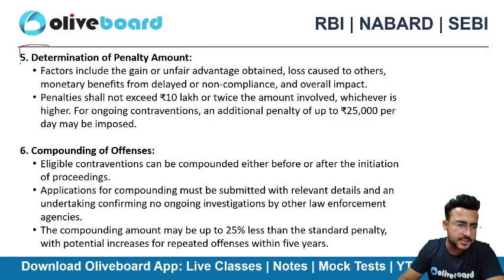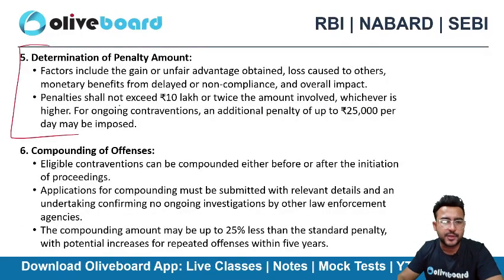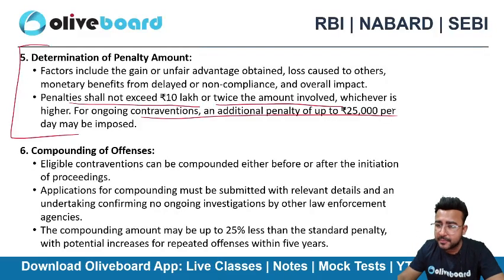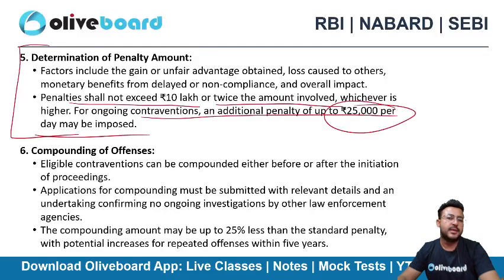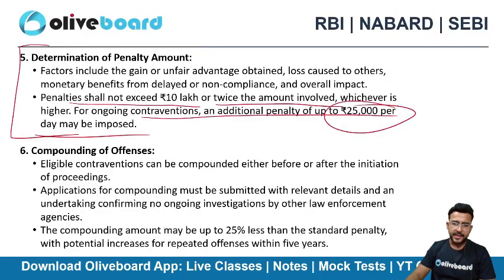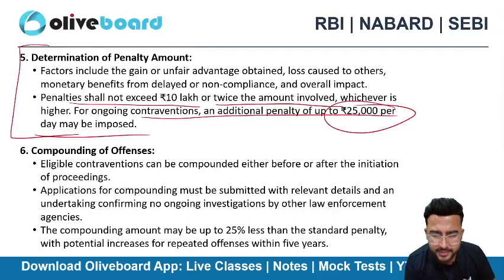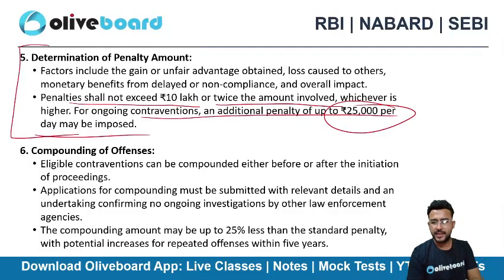Yeah, okay. So here is the determination of the penalty amount that we talked about, right? So the penalty shall not exceed 10 lakh or twice the amount involved, whichever is higher, right? And for the ongoing contravention, an additional penalty of 25,000 per day can be imposed, right? So you can remember this limit and have an overview of the circular as well.